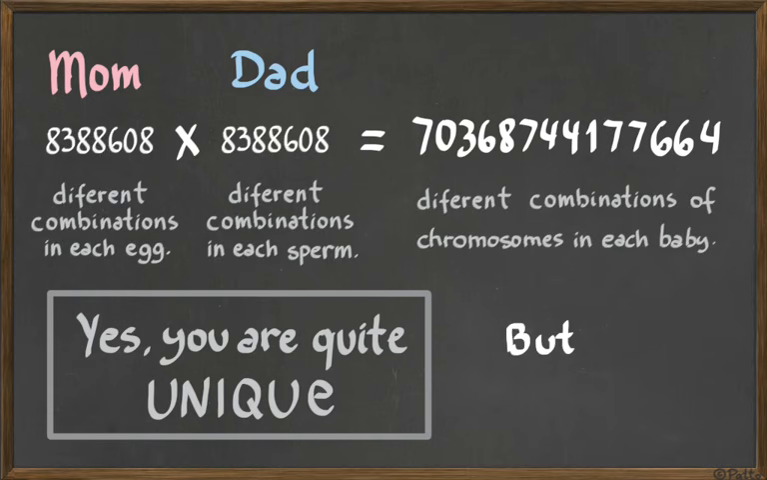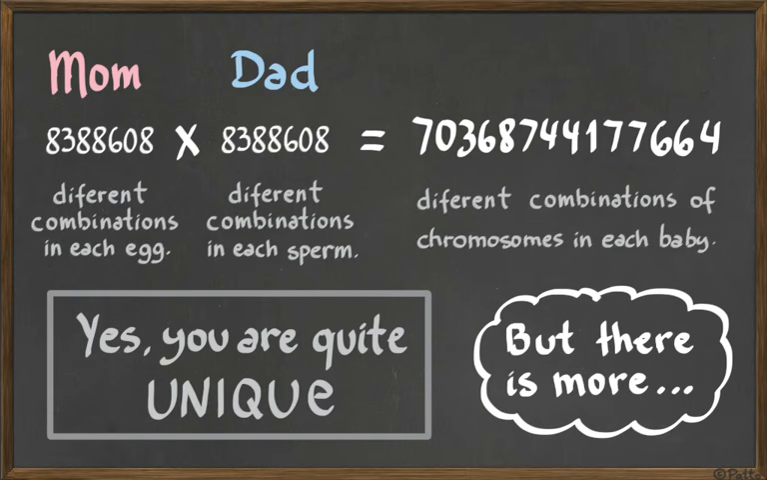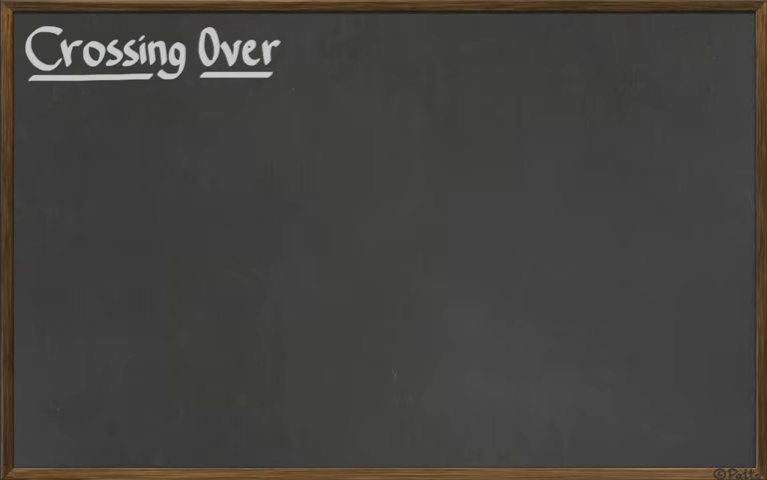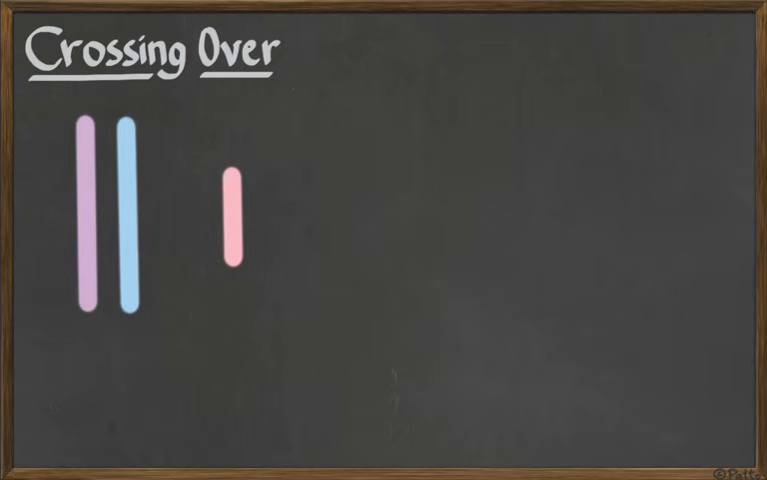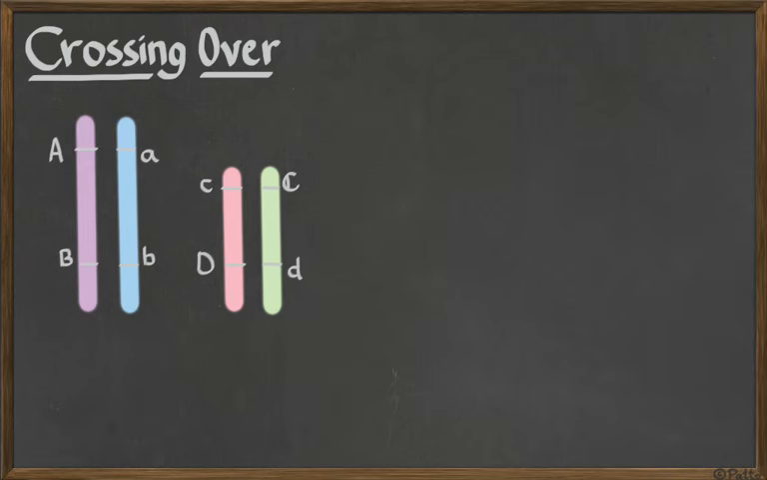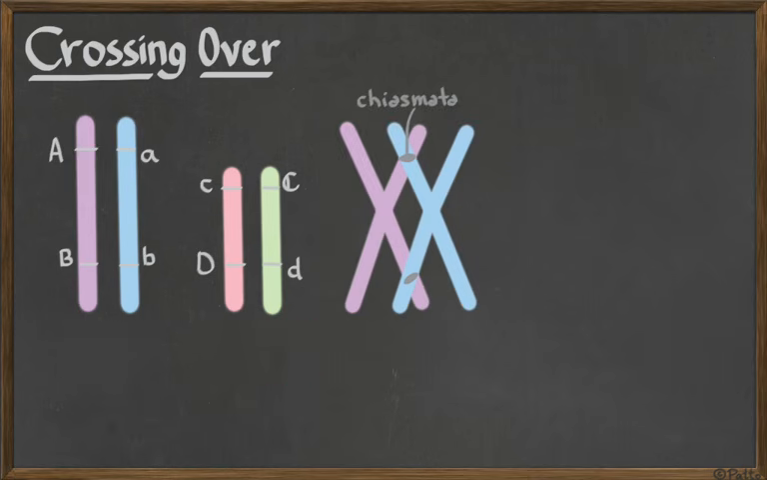Okay, so there's more. There's one thing called crossing over. Crossing over complicates things a little bit, because things are not as clear as I told you. I told you that you could get a pink or a blue chromosome, a purple or a blue, a pink or a green, but actually when chromosomes pair up, they form something called chiasmata. Chiasmata is the point where they connect to pair up in meiosis 1.